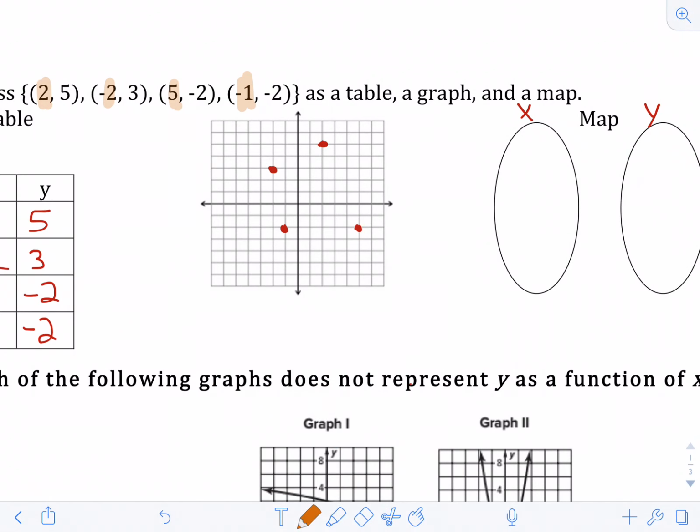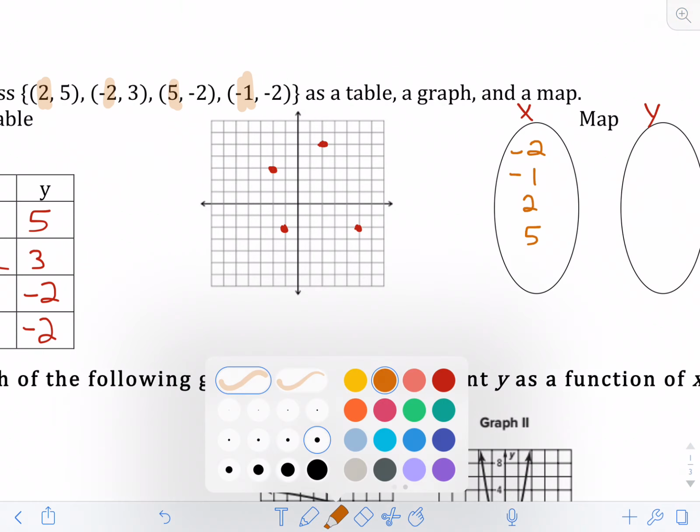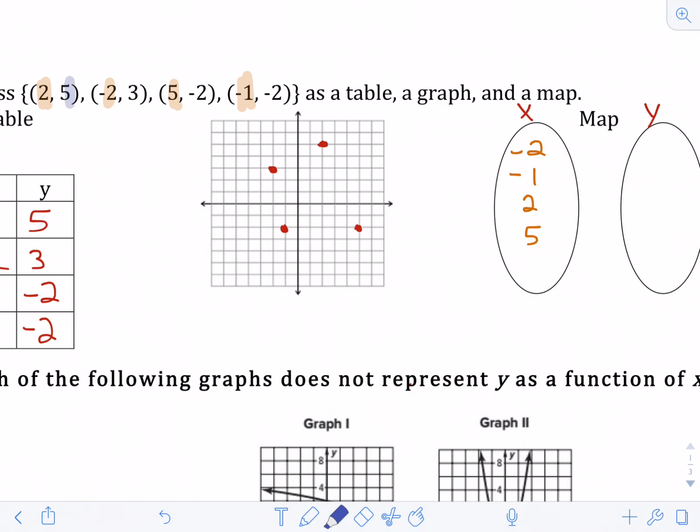So my smallest one is -2. The next one is -1. The next one is 2. The last one is 5. And then I'm going to do my y's. Again, my y values here, I'm going to do these in order from least to greatest. So my smallest one there would be a -2. And you only write down one time, even though I see that it's twice, 3, and then a 5.